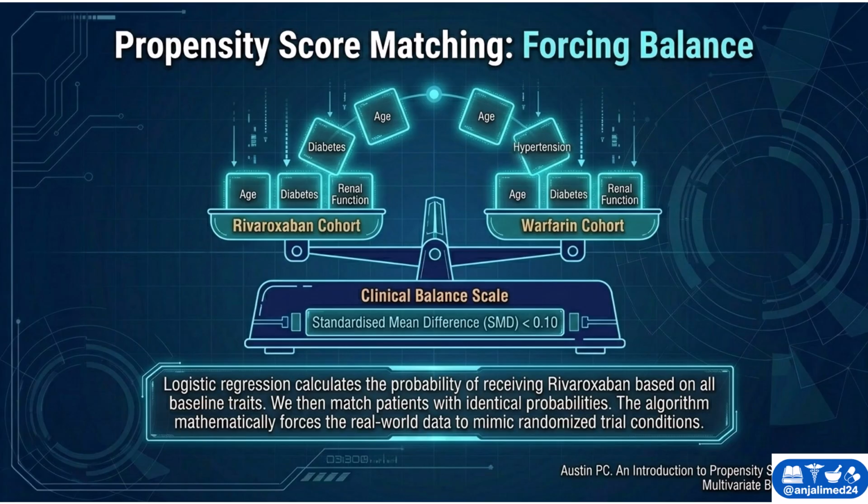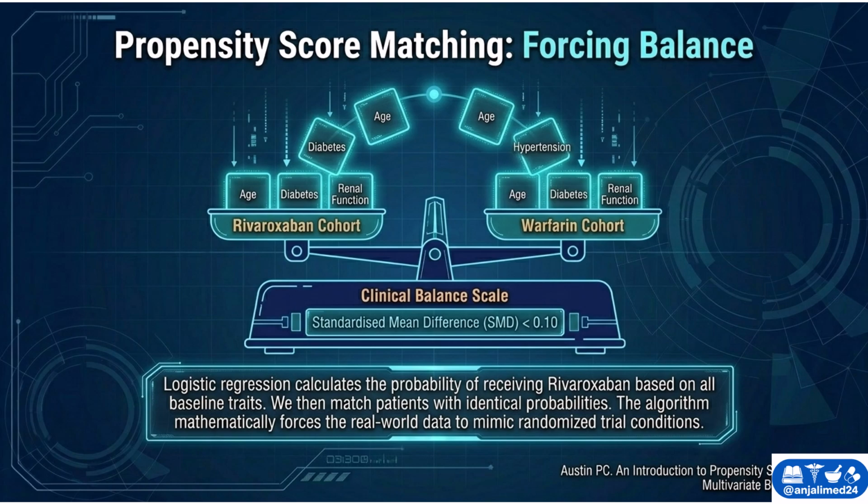So instead, we build a logistic regression model that estimates each patient's probability, or propensity, of receiving rivaroxaban based on all the measured baseline variables. Patients with similar probabilities are then matched together across the two cohorts. In other words, a rivaroxaban patient with advanced age, diabetes, and renal impairment is matched to a warfarin patient with nearly identical clinical characteristics.